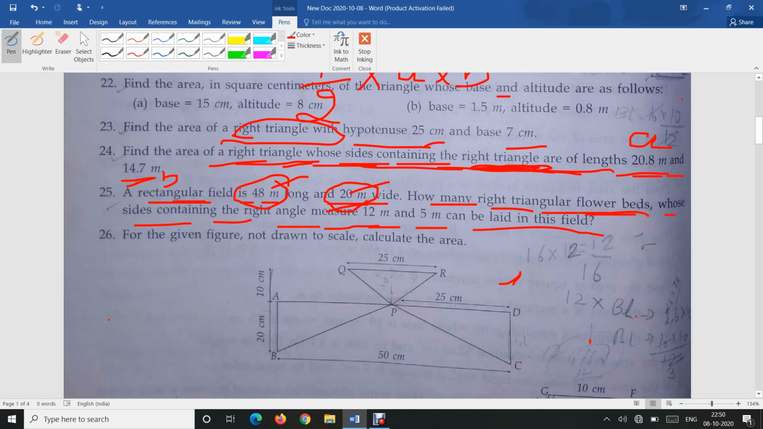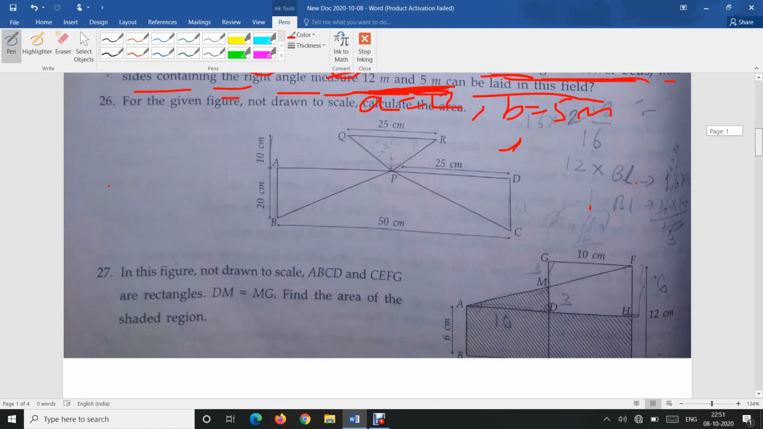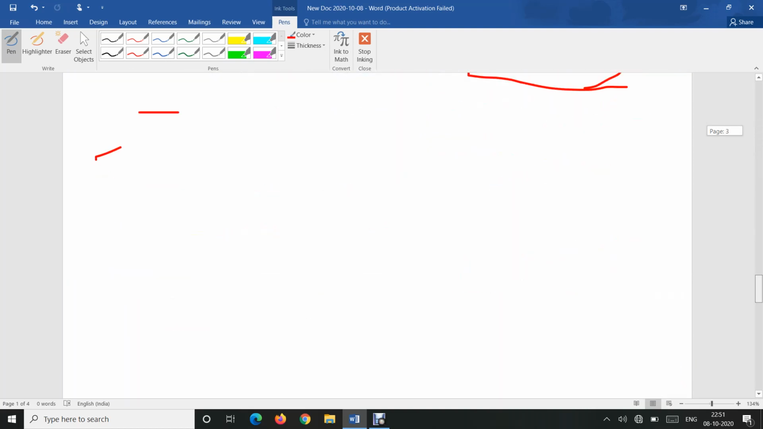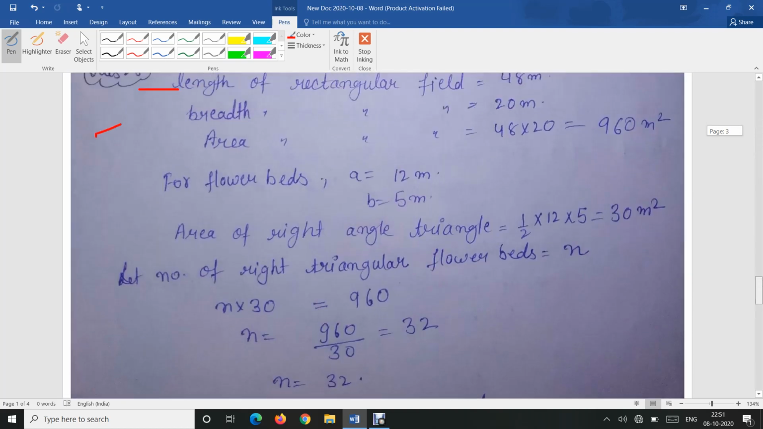This is saying that in the rectangular field some right triangular flower beds are laid, and for this right triangular flower bed the sides are given, that is 12 meter and 5 meter. That means A is equal to 12 and B is equal to 5. That means from here you can find out the area of a right triangular flower bed, for only one right triangular flower bed. Okay, and you have to find how many flower beds will be required. So see the solution for this question also.